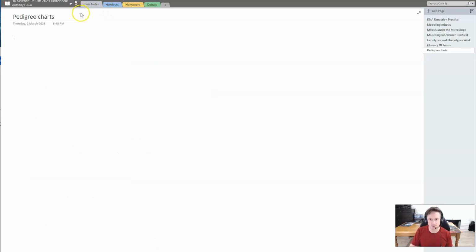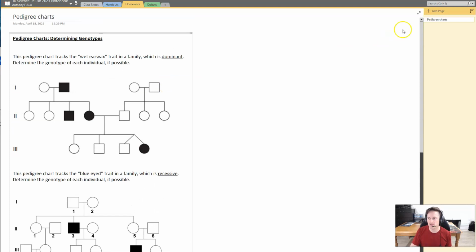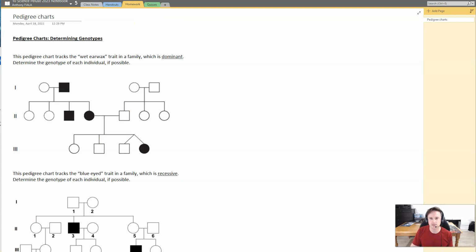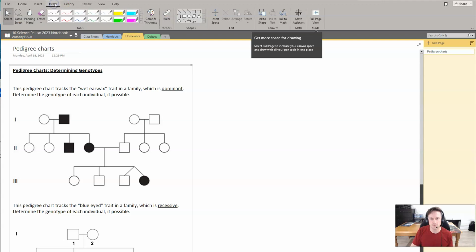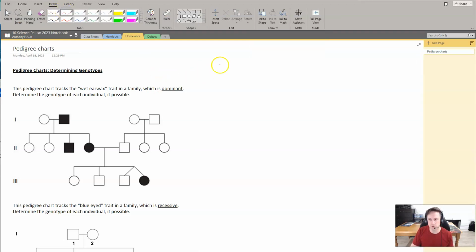Okay, so now you can put that in class notes. Actually, it might be better to put it in homework. That might make more sense in the homework tab. So chuck in pedigree charts in there, and then that's tracked under your homework. Okay, so what we'll do now is, and I'll just kind of adjust this up a little bit, we'll go into the draw feature, just in OneNote, just to make sure we can actually write in here.